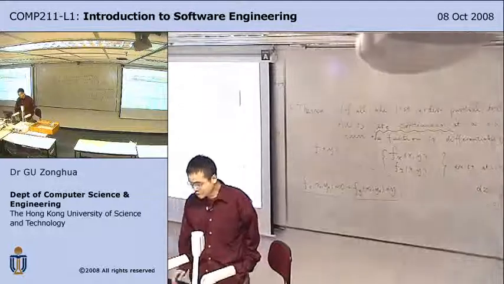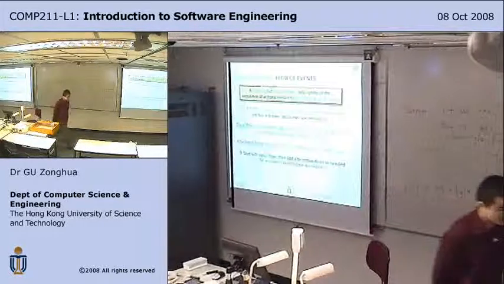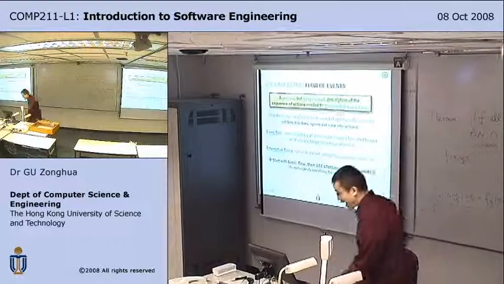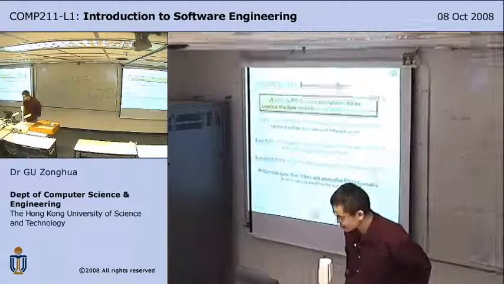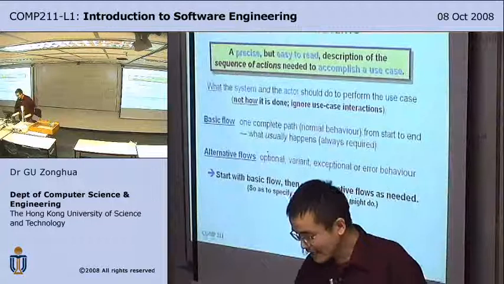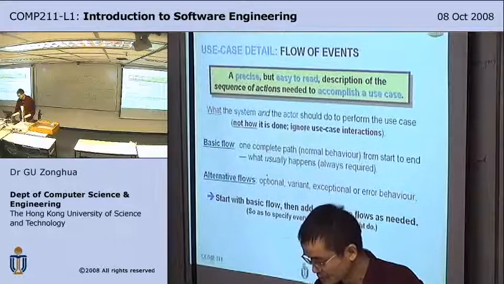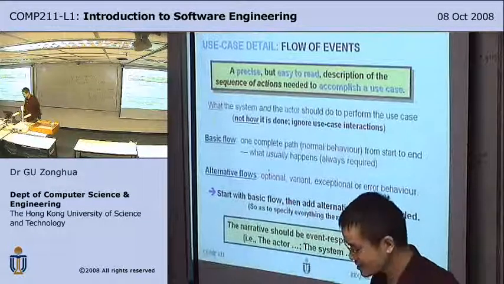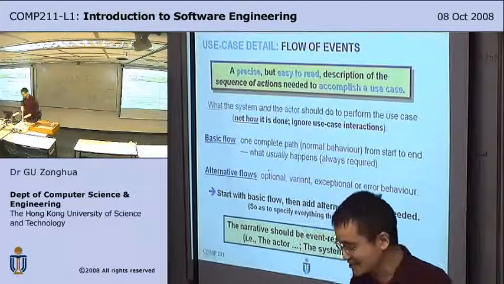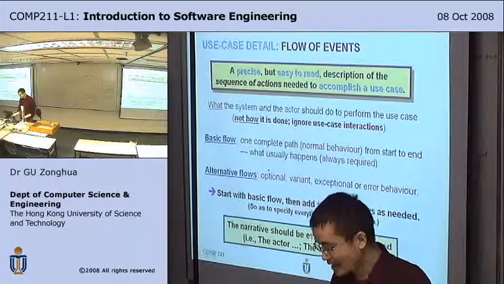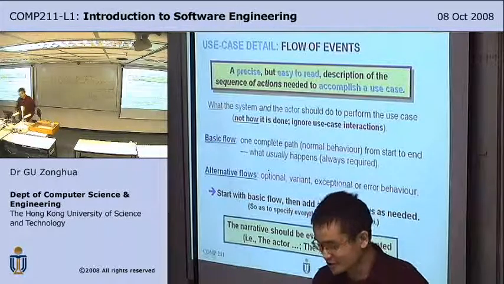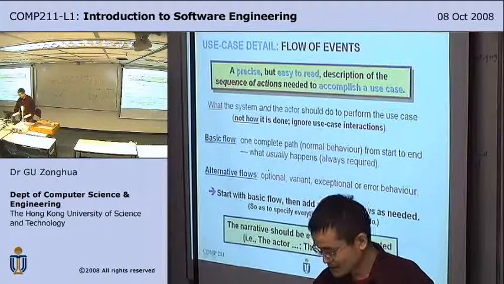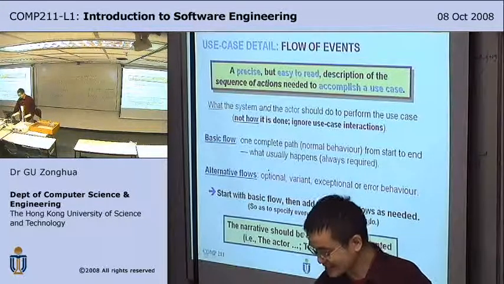So you start with the basic flow. Then add alternative flows as needed to specify everything that the user might do. So the narrative should be event-response oriented. The actor does something, the system does something in response, and the actor does something again, the system does something. So it should have this style of specification.